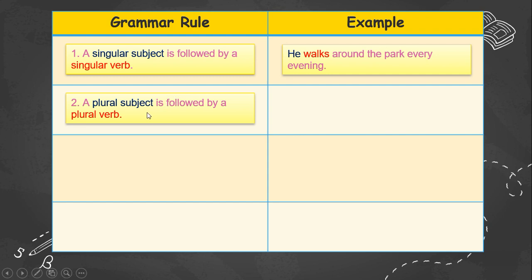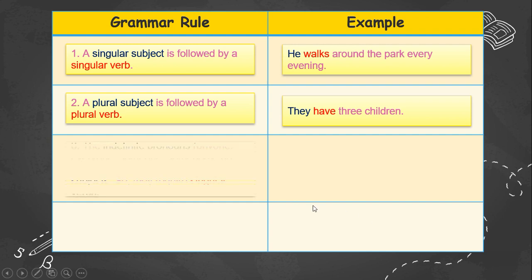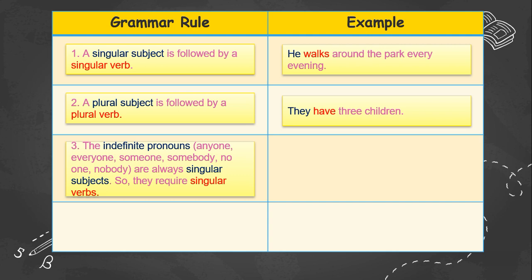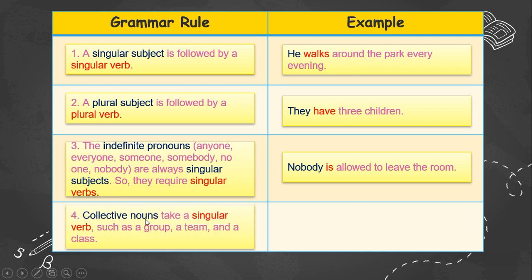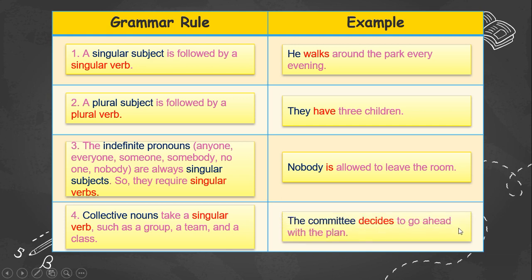Number 2. A plural subject is followed by a plural verb. For example, they have 3 children. Number 3. The indefinite pronouns such as anyone, everyone, someone, somebody, no one, nobody are always singular subjects. So, they require singular verbs. For example, nobody is allowed to leave the room. And finally, rule number 4. Collective nouns take a singular verb, such as a group, a team, and a class. For example, the committee decides to go ahead with the plan.